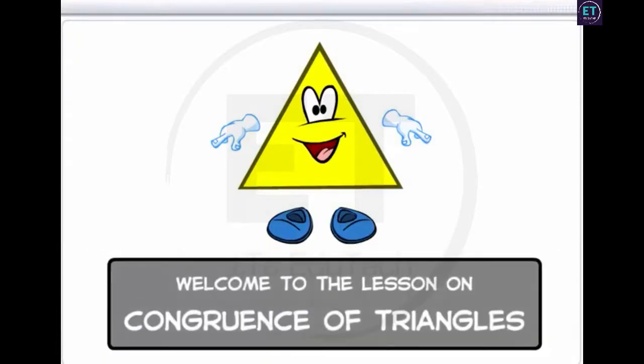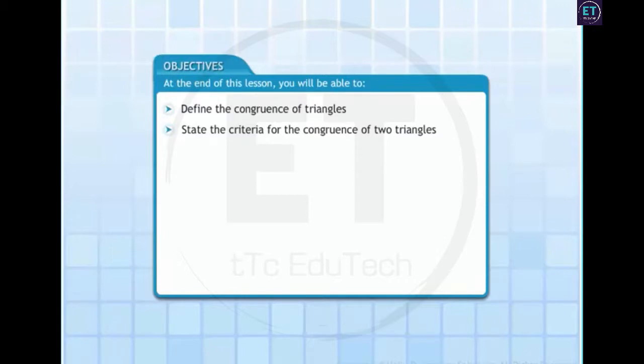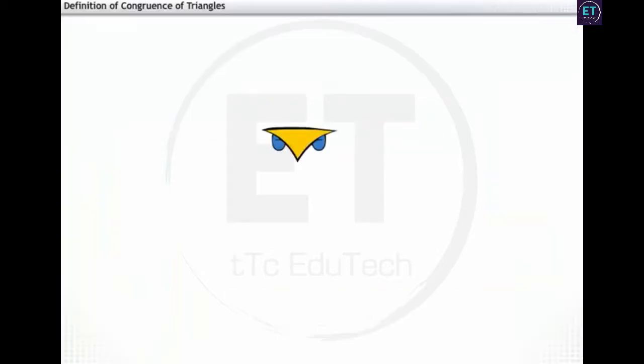Welcome to the lesson on congruence of triangles. At the end of this lesson, you will be able to define the congruence of triangles and state the criteria for the congruence of two triangles. Let's discuss the congruence of triangles.